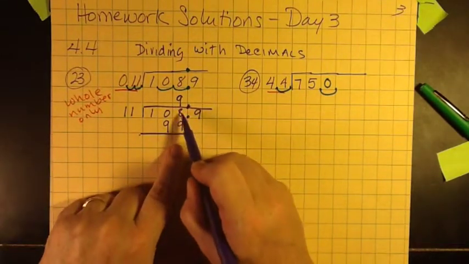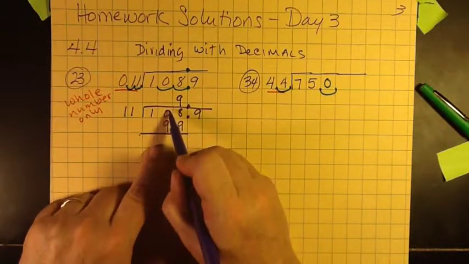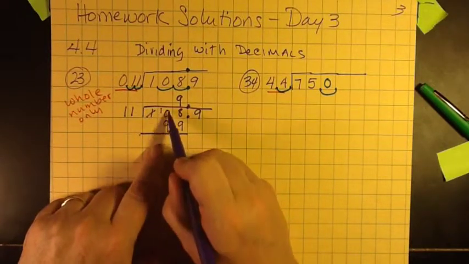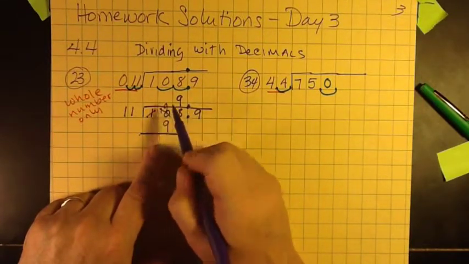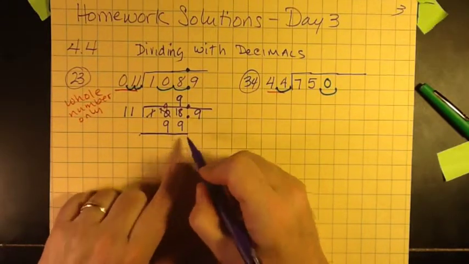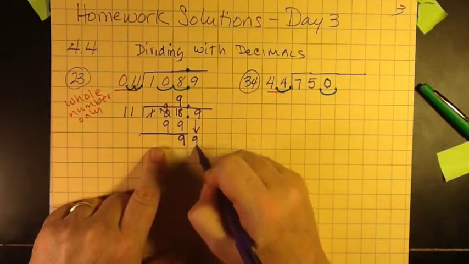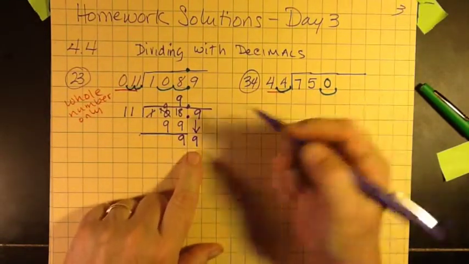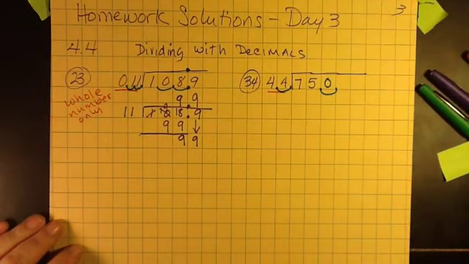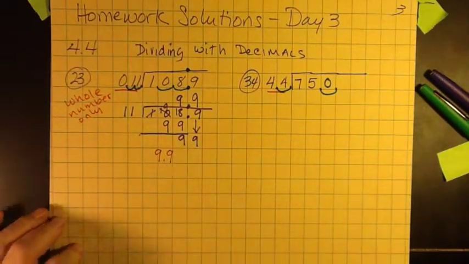We subtract now. 18 minus 9. Oh, I can't do this. I have to go borrow. I'm going to go all the way over here. First that's a 10, then I borrow 1, and it turns into 9, and this becomes 18. 18 minus 9 is 9. 9 minus 9 is 0. I'm going to bring down. 11 goes into 99 9 times. So that tells me that the answer to my problem is 9 and 9/10.